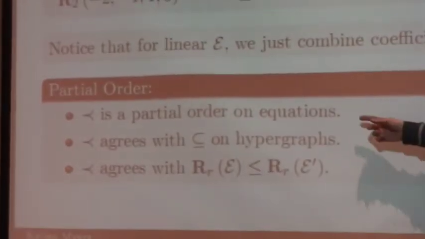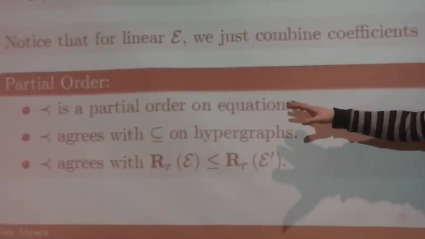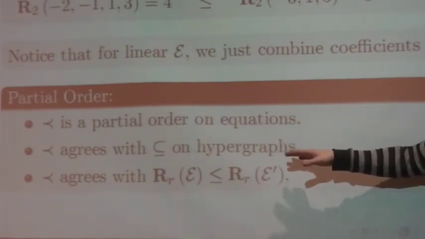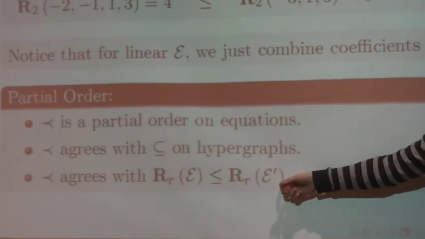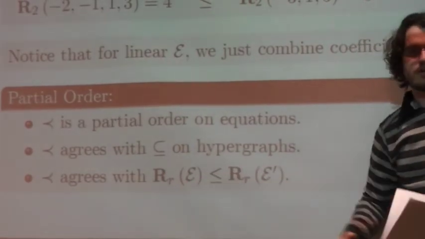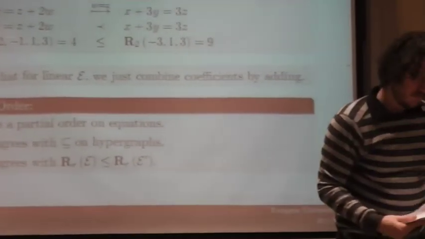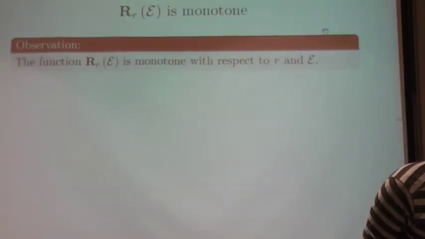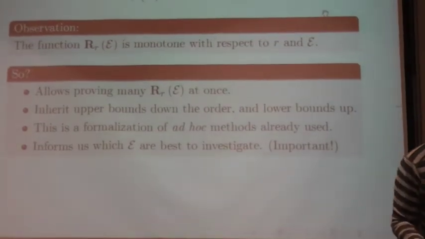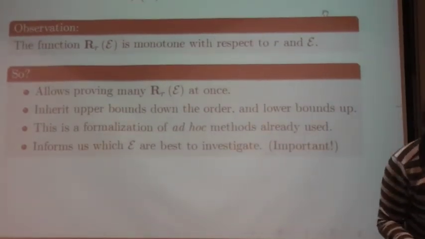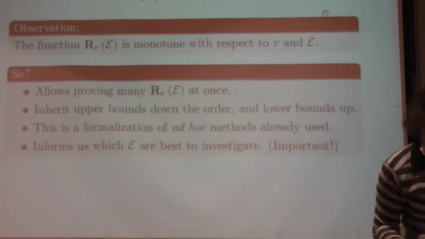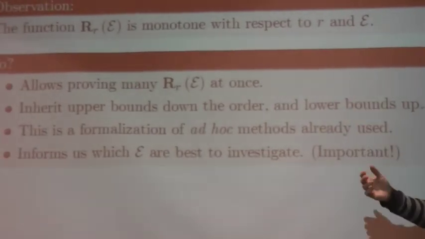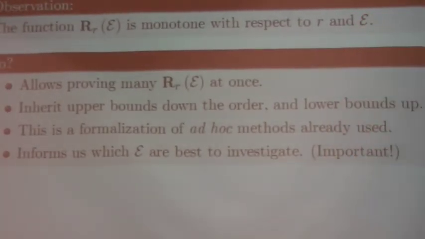So it forms a partial order. You can prove all the usual axioms about partial orders. It agrees with hypergraph containment: one edge set is a subset of the other edge set. And it's monotone with respect to this function r. And it allows us to prove upper bounds and lower bounds, not just for a single equation, but all the way up or all the way down the partial order.